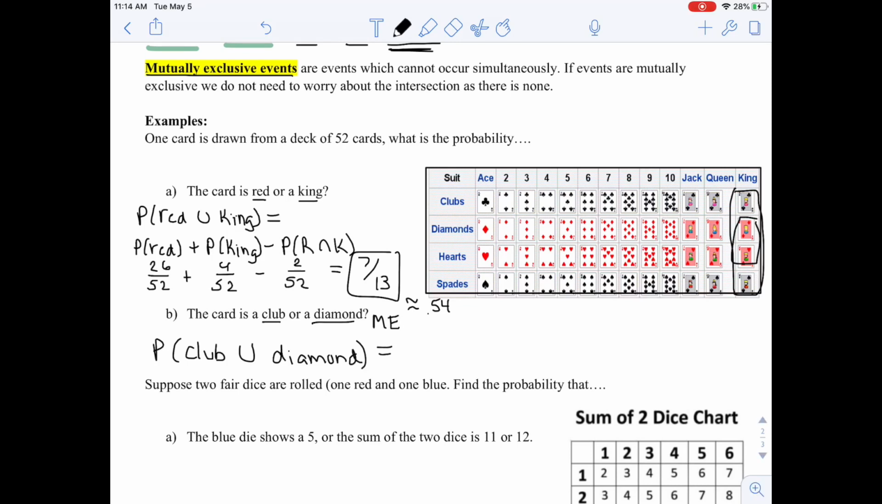Well, clubs, there's 13 of them. Diamonds, there's also 13. So what that really does is gives us half the deck, or 50% chance of getting one or those other. Okay, so cards are a pretty common problem you'll see.